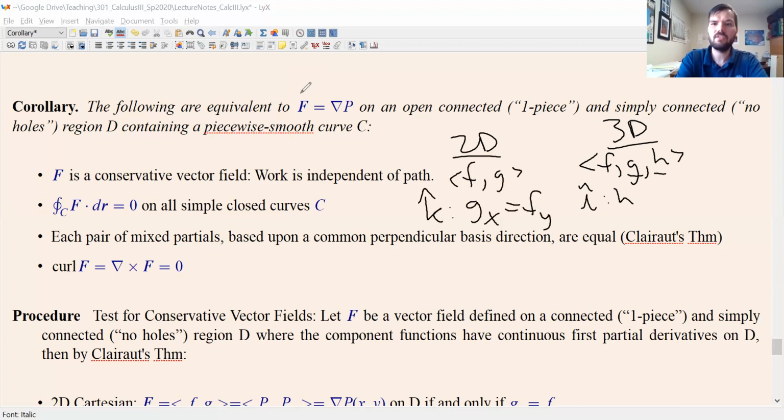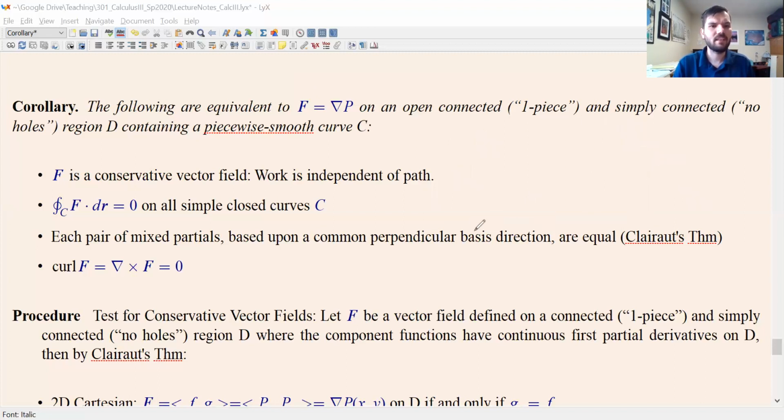So for H, the Z component, we take the Y partial, and that is equal to G, the Y component's Z partial. So the mixed partial just means that you take a pair of components that are orthogonal to some common direction, i hat, and then you equate the mixed partials. The Y partial of the Z component is equal to the Z partial of the Y component. And we can do this for j hat and k hat if we need to. So that's what this third statement means.